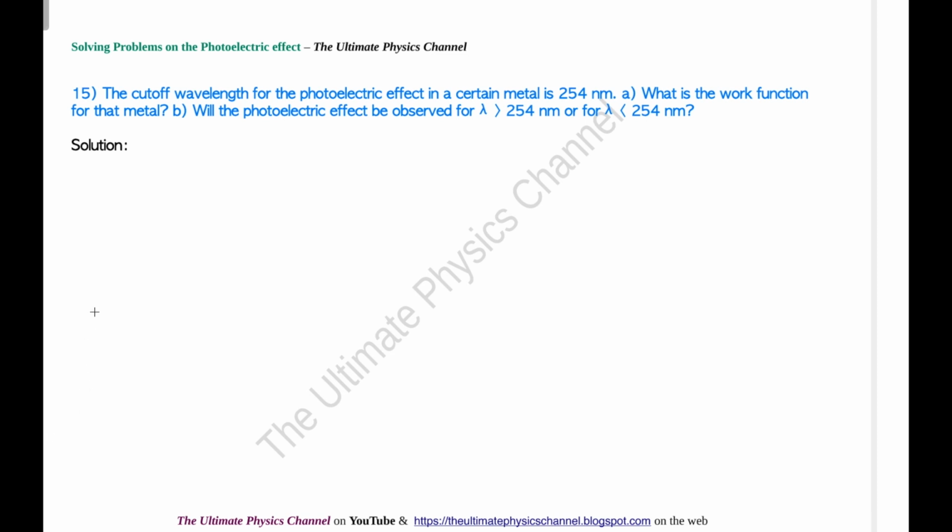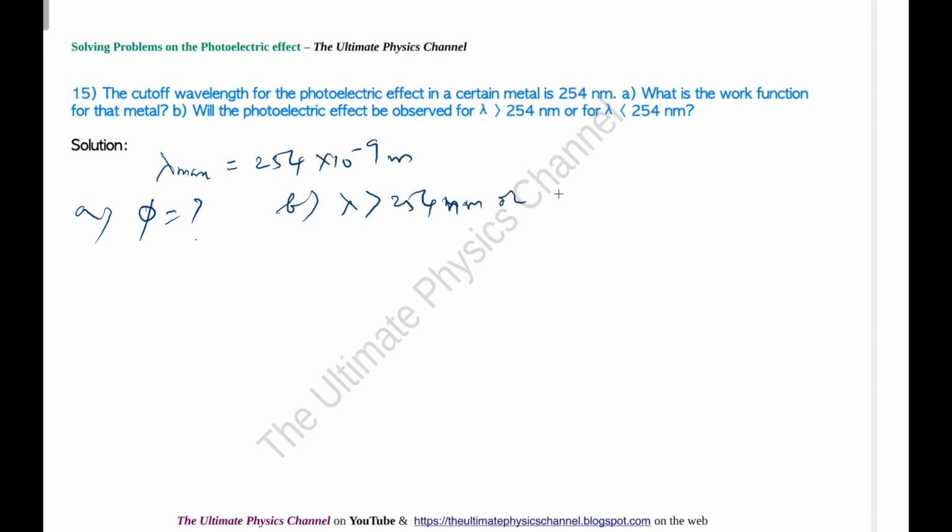The cutoff wavelength for the photoelectric effect in a certain metal is lambda max, equal to 254 nanometers. Part A, what is the work function of the metal? Then B, will the photoelectric effect be observed for lambda greater than 254 nanometers or for lambda less than 254 nanometers? It's a very simple question. We have to just calculate phi. Phi is equal to hc over lambda max, right?